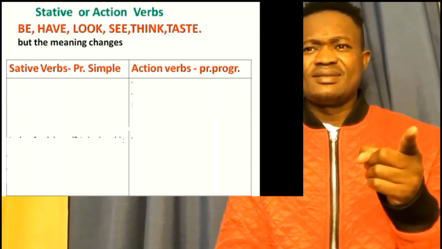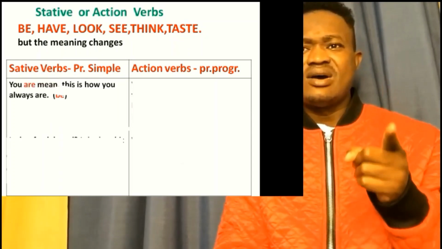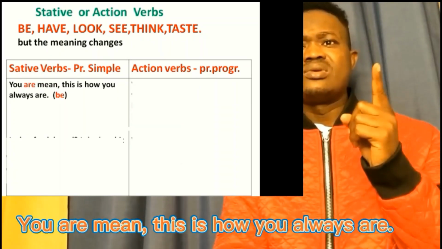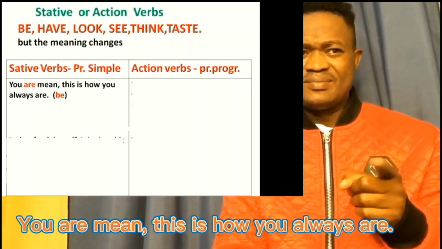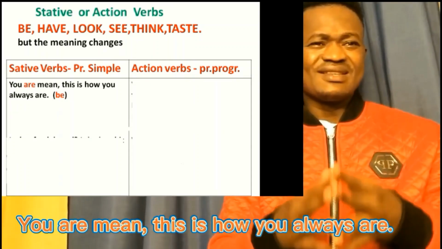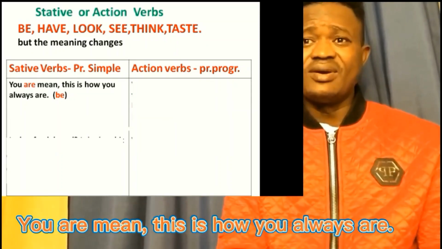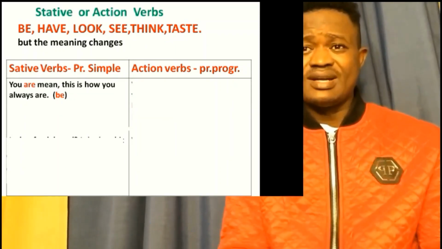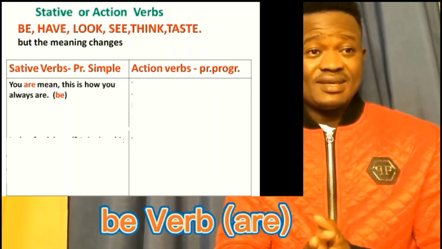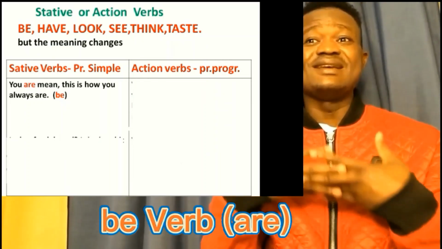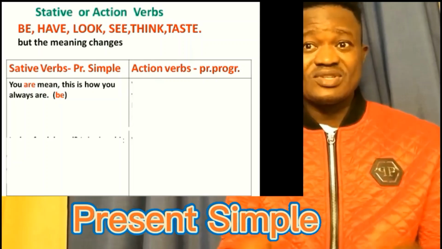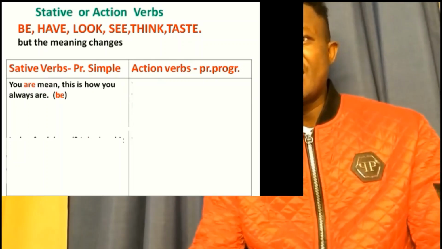You are mean. This is how you always are. This is like a routine. This is the way you are. So like you are wicked, you are evil. So this is always how you are. So you've got to see here the be verb. This is in the present simple form. So you see. All right, let's go to the action form.